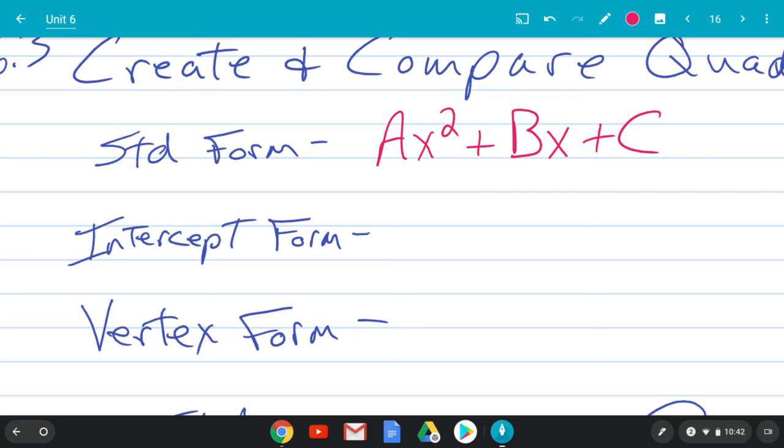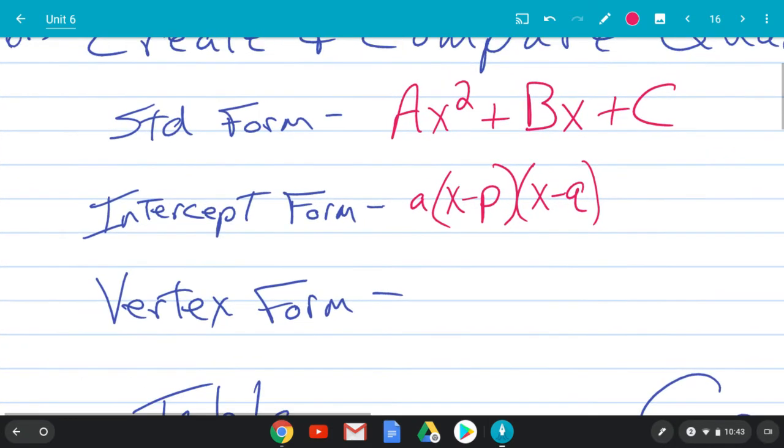Who can tell me intercept form? Go ahead, Skylar. Parentheses, x minus p, and then x minus q. Close. Remember, there's an a in front. So a times x minus p times x minus q. And that is called intercept form. What's another name for that one? Factored form. Okay, factored form.